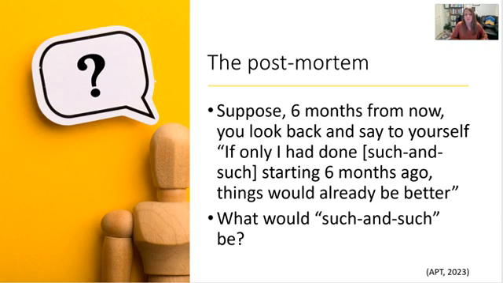So maybe it's being more grateful for the things that my spouse does in our relationship, or being more open and communicative about problems I'm experiencing at work, telling my boss how I'm feeling. Right? What are those things that you can do now that might not make you feel better tomorrow, but in 6 months is really going to help with your solution finding?